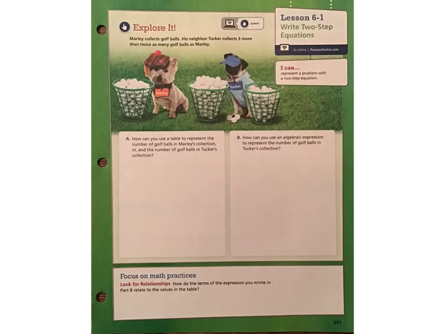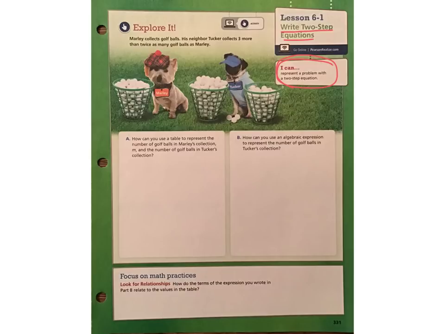All right, we're now on page 331, and our focus in lesson 6-1 is on writing 2-step equations. So we're going to be working with problems and how we can translate those problems into a 2-step equation. So let's take a look at the Explore It problem, because this continues over into example 1. It says Marley collects golf balls. His neighbor Tucker collects 3 more than twice as many golf balls as Marley.